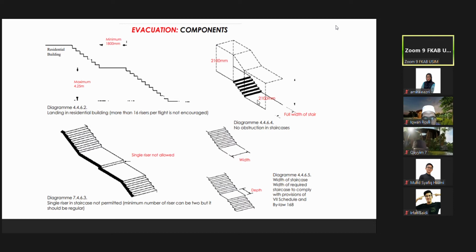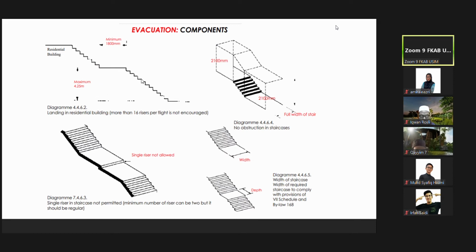So you must have the area for what you can foresee, that the width of staircase is required here, and you need to provide the width for people to stop somewhere. 15 steps here. After 15 steps, you must have the intervals. Okay, landing in residential building more than 16 rises per flight is not encouraged. Normally, after 15 rises, then you must have the intervals, corridor intervals here. So then another step starts after intervals.